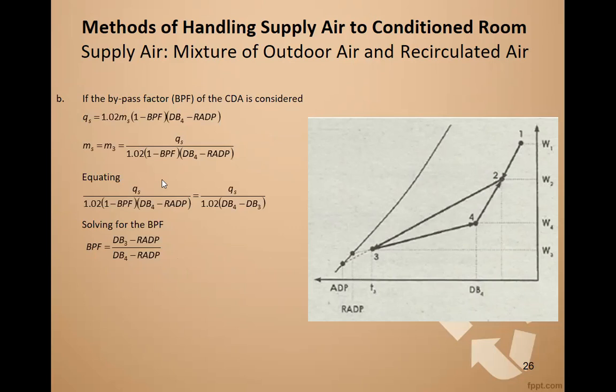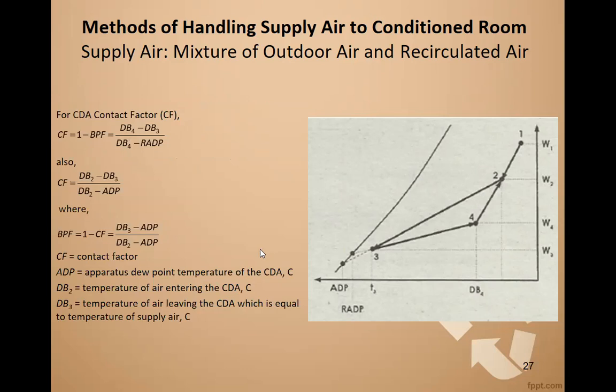Now, if the bypass factor BF of the CDA is considered, so Q_S equal to 1.02 M_S times (1 minus bypass factor) times (DB4 minus RADP). So, M_S equal to M_3 is equal to Q_S over 1.02 times (1 minus bypass factor) times (DB4 minus RADP). So equating, the bypass factor is equal to (DB3 minus RADP) over (DB4 minus RADP).